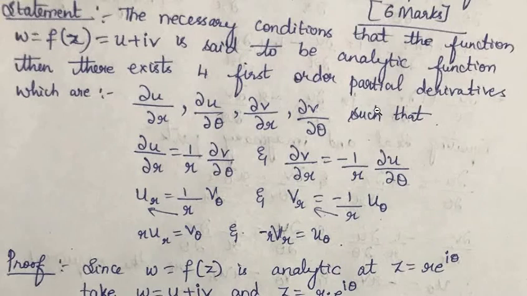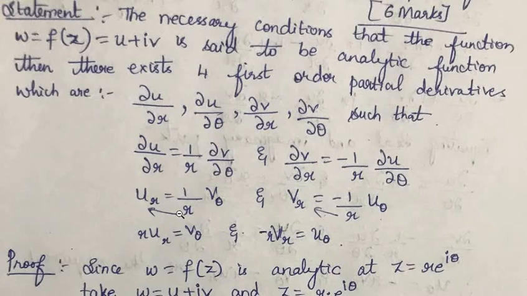Now they are existing. Secondly, how they should exist: dou u by dou r is equal to 1 by r dou v by dou theta and dou v by dou r equal to minus 1 by r dou u by dou theta. This is what we are going to derive now. As I told you, these 2 steps you can skip if you want: u r is equal to 1 by r v theta, v r is equal to minus 1 by r u theta. This dou u by dou theta is represented in these terms, that's it.